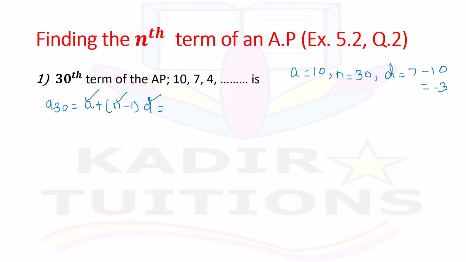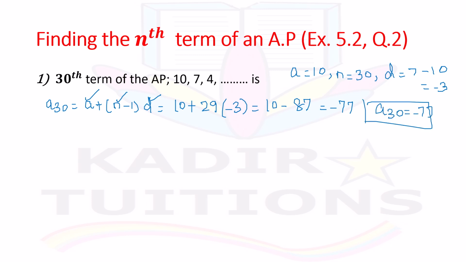So just substitute in this: 10 plus (30 minus 1, which is 29) into minus 3. So 10 minus 87, the answer is minus 77. So what is the value of the 30th term? A30 equals minus 77. So this is the answer for this problem. Let's see the next problem.